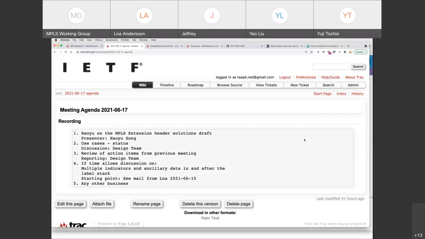Lawa, do you want to speak about the agenda? This is pretty much the agenda that was left after the last meeting. I put on the use cases one more time, and I put the action item review, and then the discussion that was going on now on indicators and ancillary data. I think if time allows, we go there. Otherwise, we take it next time.